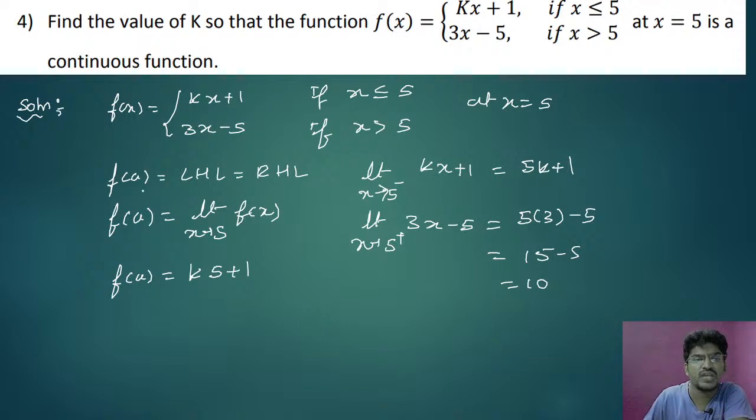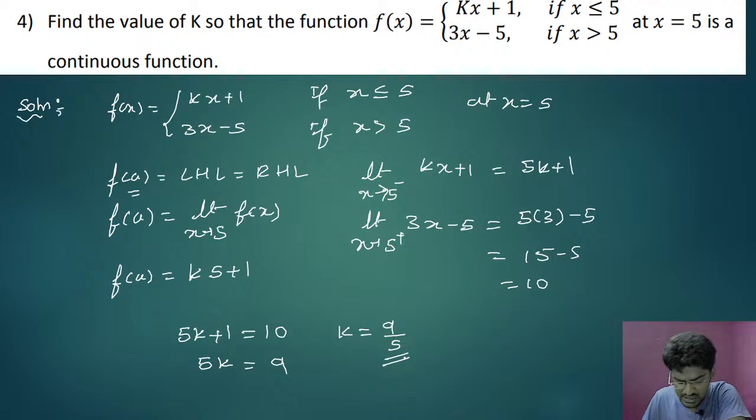So here we know that f of a is equal to limit extending to 5 f of x. So f of a is 5k plus 1 equal to 10, 5k equal to 9, therefore k equal to 9 by 5. This is the answer. So k equal to 9 by 5 will be the answer.